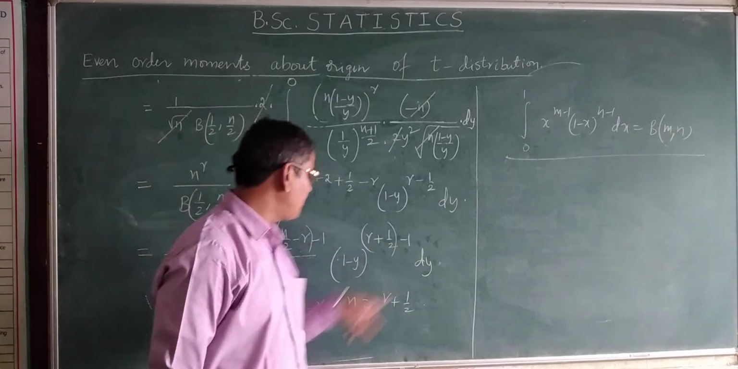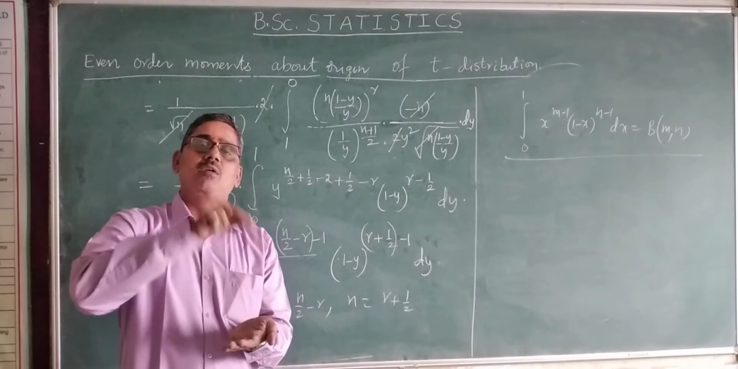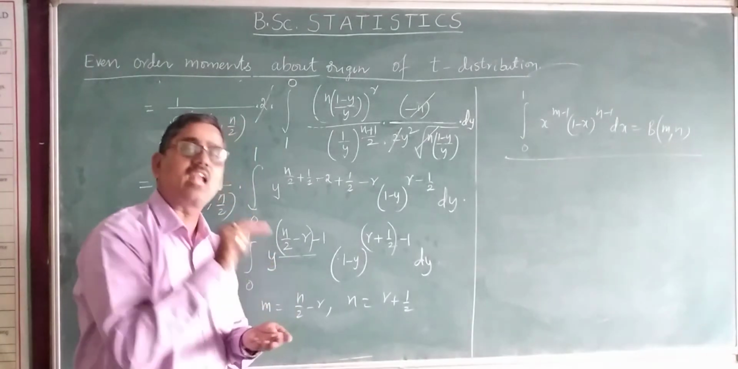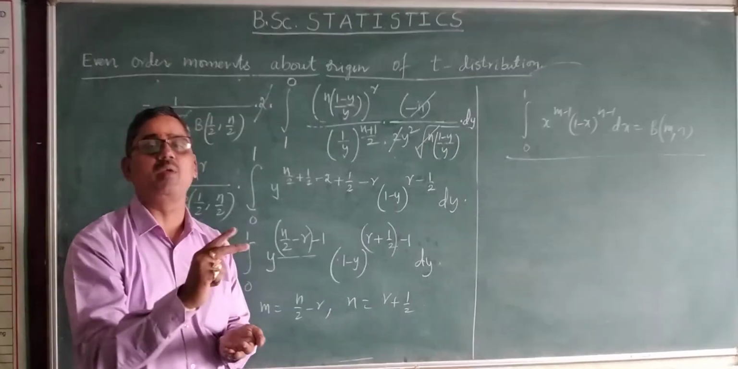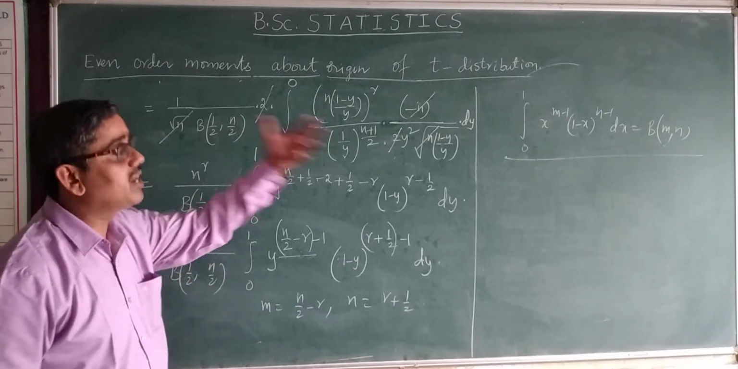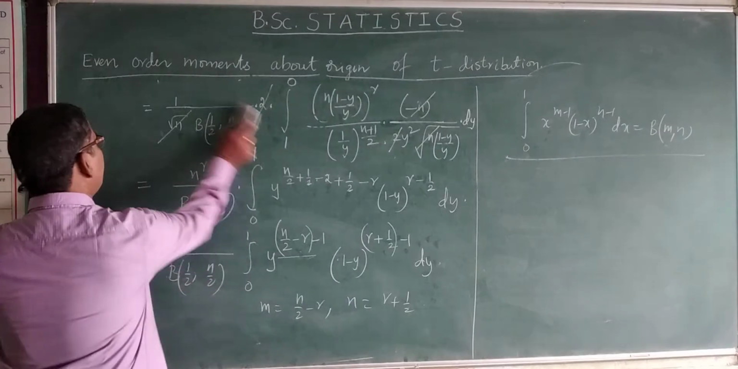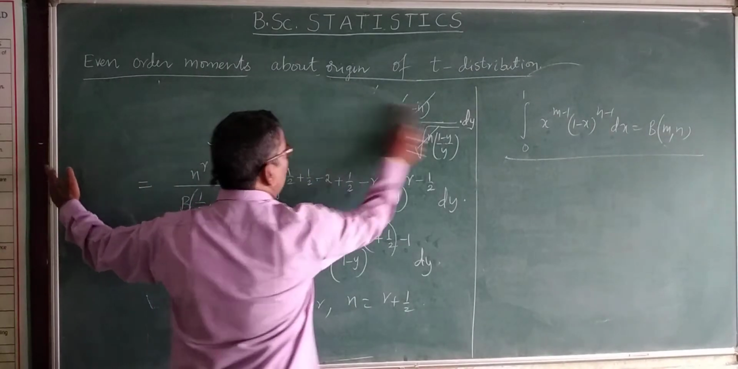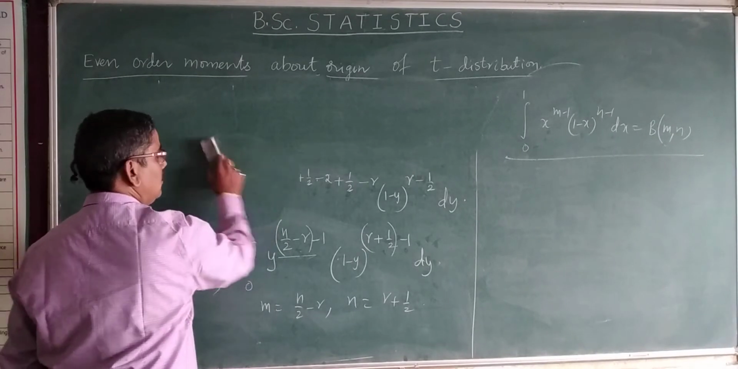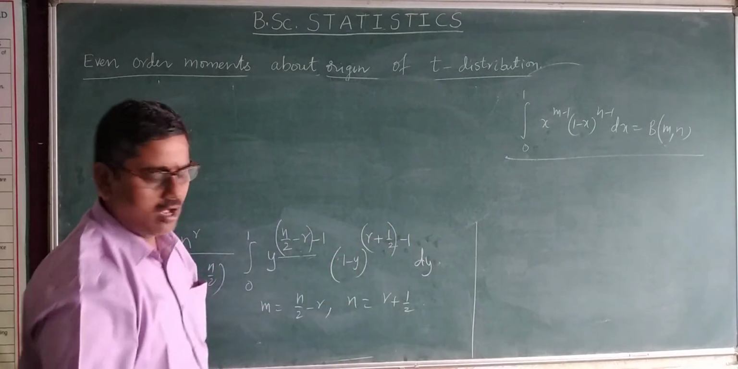If we consider m equal to this and n equal to this, then this becomes the beta integral of first kind. Now we can convert it in terms of the value of beta mn, right? So I am converting this integral by using the beta integral of first kind, converting this value to beta mn. Hope you understand.